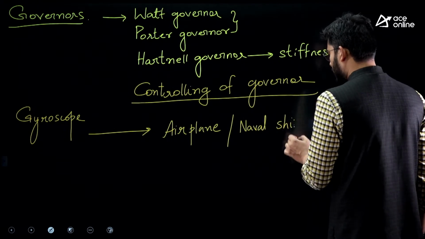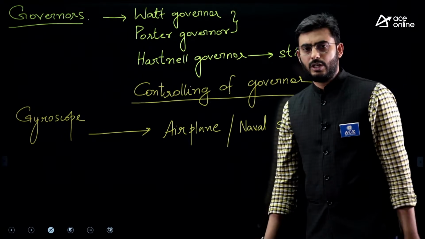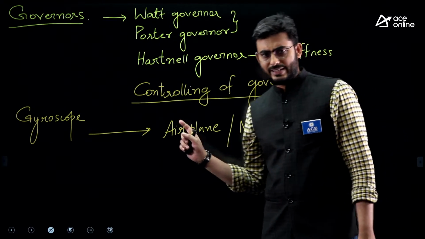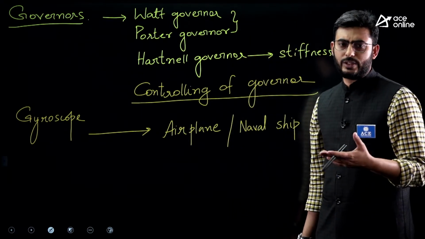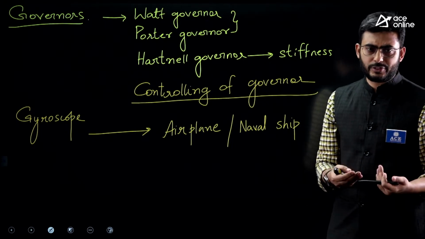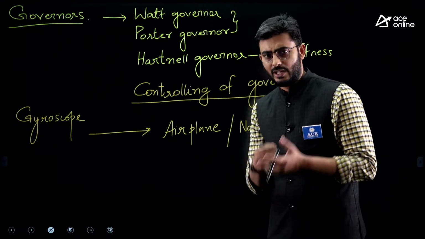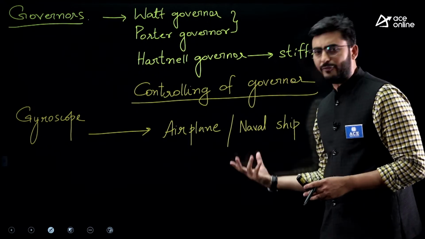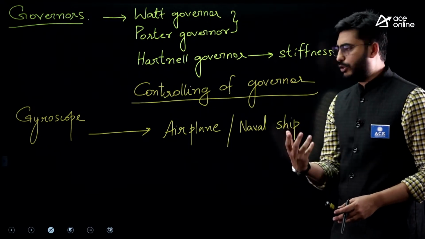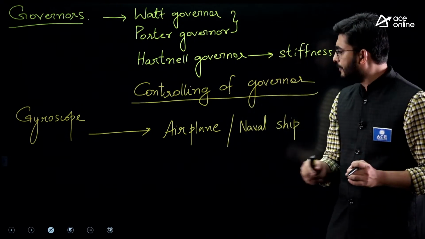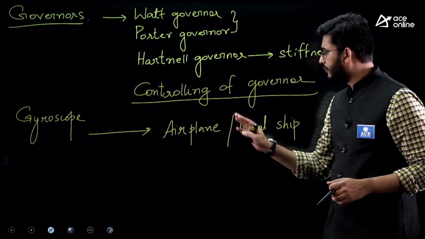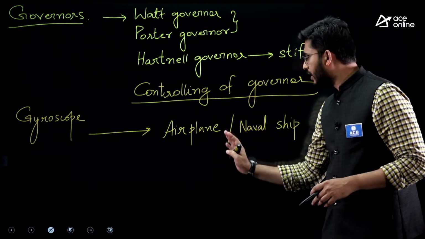Naval ships, you can expect a question. Here only a single formula is there, that is C equals gyroscopic couple equals I into, that is mass moment of inertia, into velocity of spin, into velocity of precession. We are going to make use of this single formula only, but you should have a thorough understanding of the right hand screw rule.